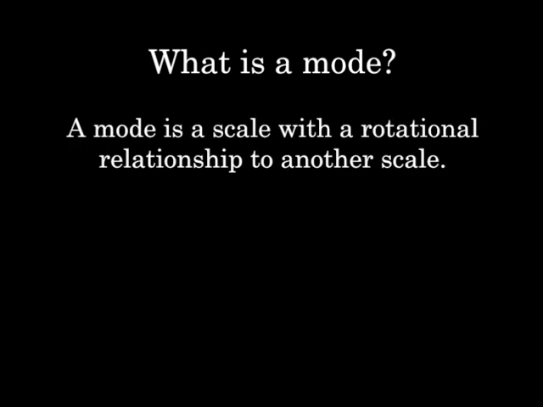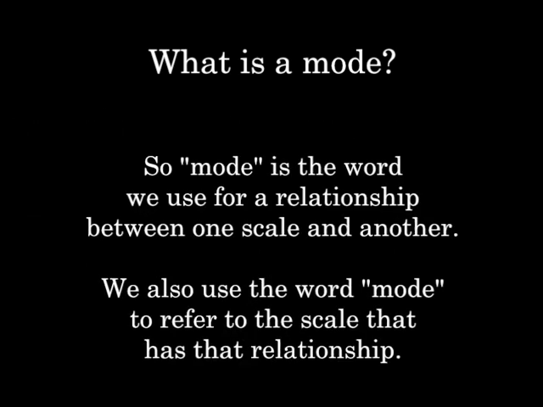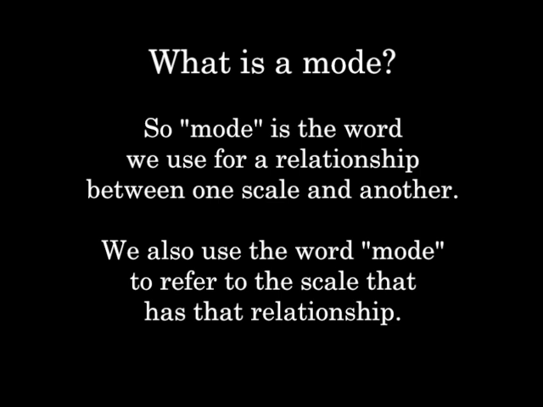So, what is a mode? Put quite simply, a mode is a scale with a rotational relationship to another scale. If two scales are related by rotation, then we say that one is a mode of the other. So the mode is the word we use for a relationship between one scale and another. We also use the word mode to refer to the scale that has that relationship.